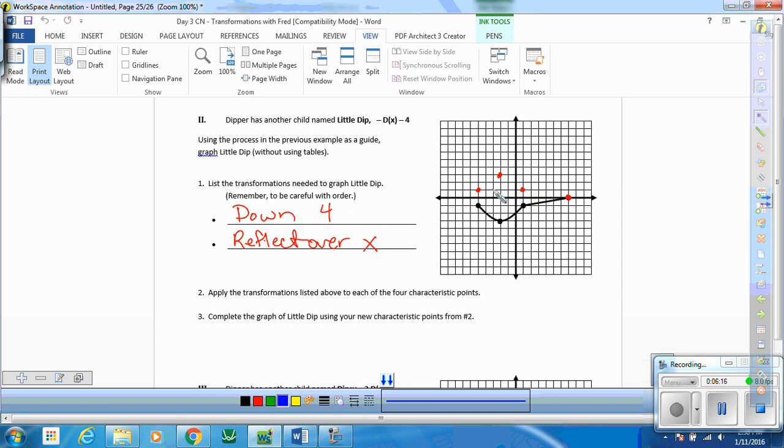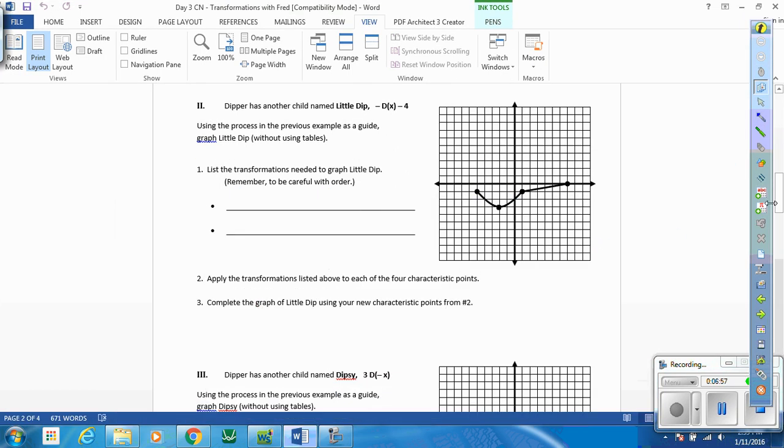Now I need to take that reflection and move it down 4. So 1, 2, 3, 4. 1, 2, 3, 4. 1, 2, 3, 4. 1, 2, 3, 4. So then I could just draw the final picture. It didn't get stretched any, it's still fairly shallow, but it did get reflected and then moved down 4. So I reflected first, that's what these points were, and then I moved them down 4, and that got me my final resting place for the graph. We did it for all 4 characteristic points, and we completed the graph for that one.